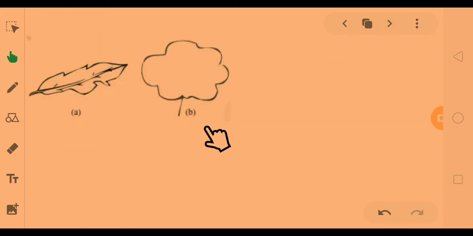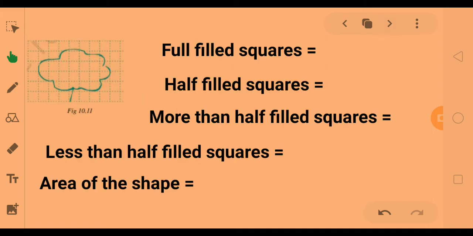But for these two sets of figures, by looking at them, we cannot judge which figure has more area. So in this situation, we adopt a method. What we do is place the shape onto a square sheet which has squares, each square measuring 1 into 1 unit side. We place them on a graph sheet or a paper which has squares that measure the side 1 into 1. Then we will count. Here you can see some steps.